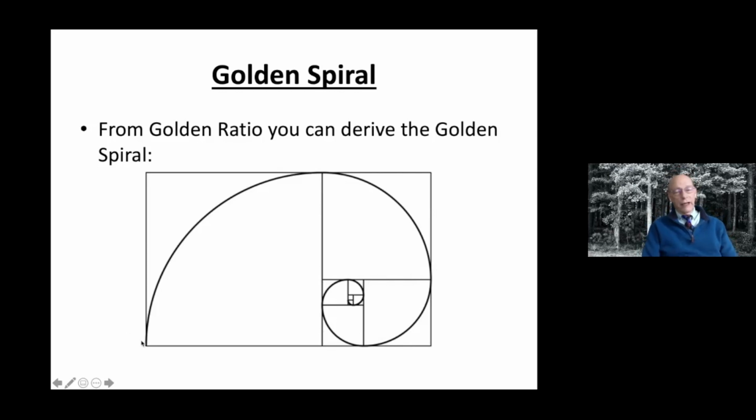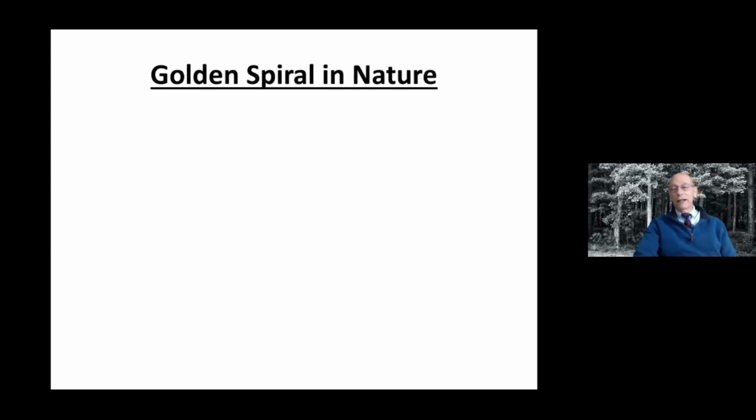And if you draw a curved line from this corner so that it hits this corner perpendicular and hits that corner and keeps going around, this is how you get to the golden spiral. That's all you need to know about the math for now. So that's how it's developed. But let's take a look at it in nature.